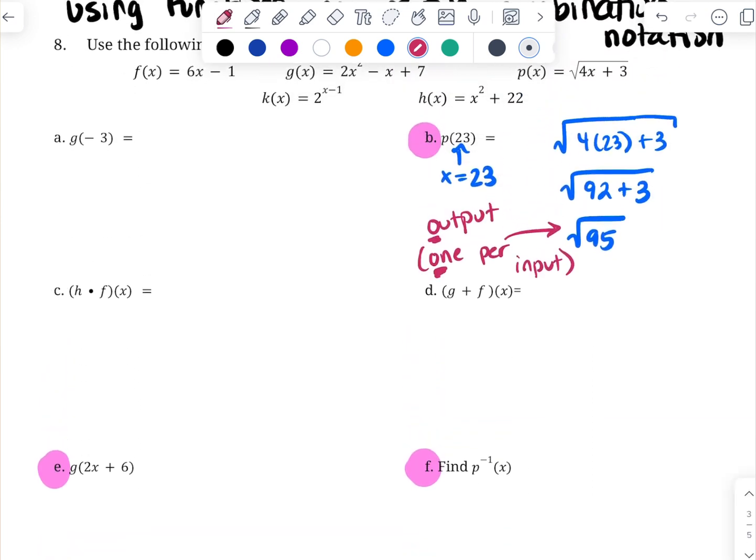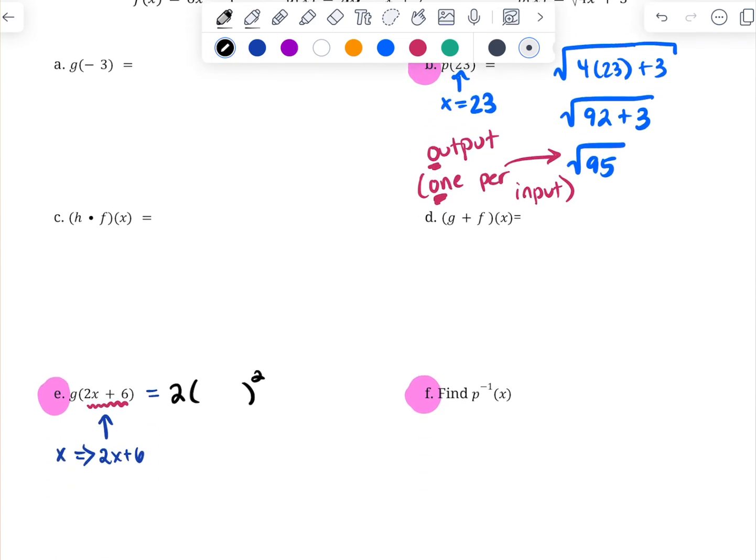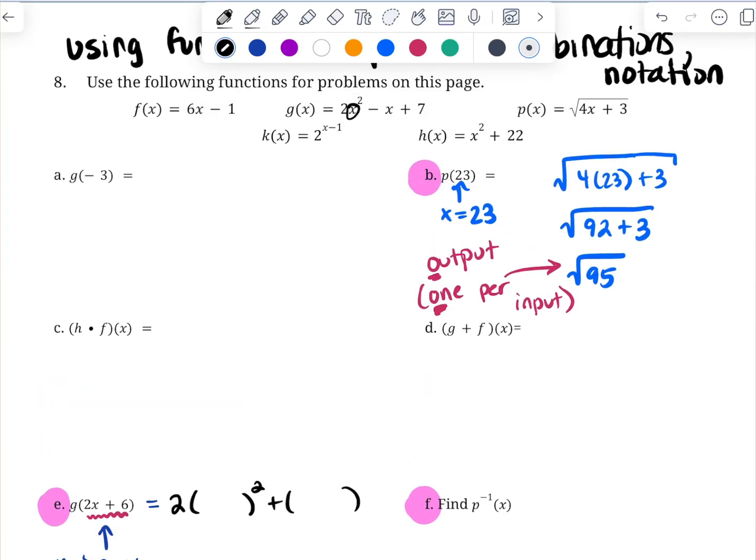Things tend to get a little dicier for some reason when we say, hey, I'm going to put an expression in the parentheses. All this is saying is to take x, because x is a placeholder for whatever you want, and turn it into 2x plus 6. I get that there's an x on the left and the right side. All I'm saying is I'm going to take out x in the g function. So the g function is 2 times something squared, see it? Times something squared, plus that something, minus that something.